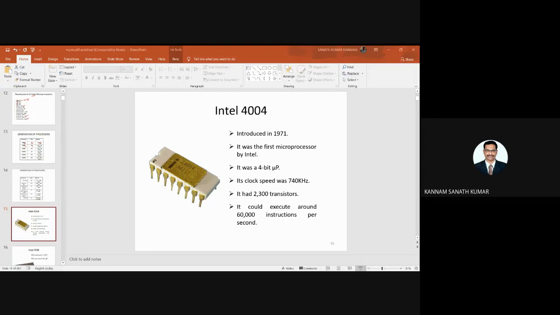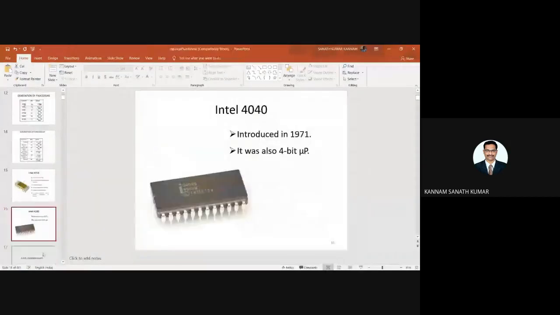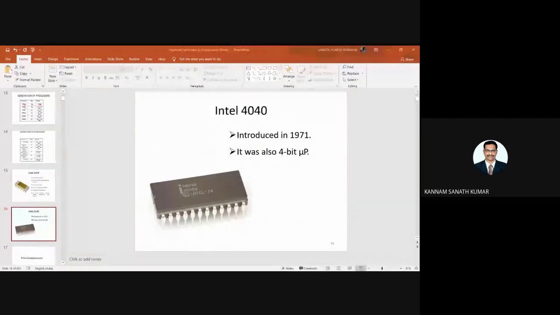The part number is C4004. It's a 4-bit microprocessor, and the clock speed is 740 kilohertz, and a total of 2300 transistors are fabricated in this Intel 4004. It can execute around 60,000 instructions per second. So this is the first microprocessor, 4004.